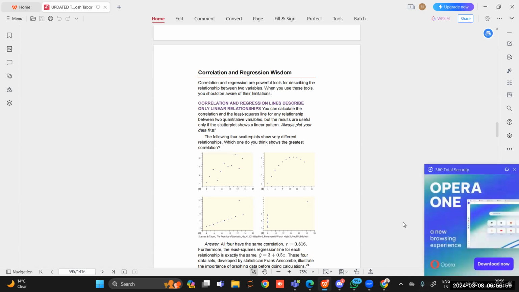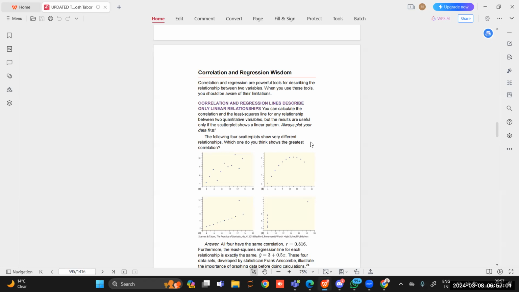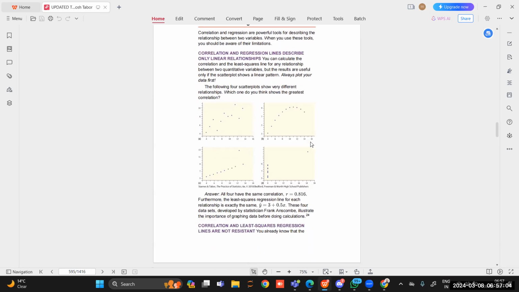Now we'll see correlation and regression wisdoms and their limitations. So there is a thing we'll read here. You can calculate the correlation and the least square line for any relationship between two quantitative variables. Yes, but the results are useful only if the scatter plot shows a linear pattern. So the correlation and the least square regression line are very useful if there is a linear relationship between x and y. You know what is linear?